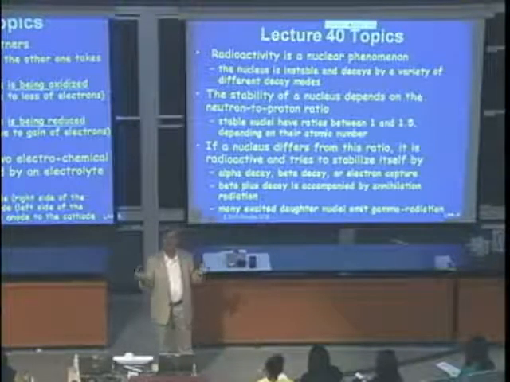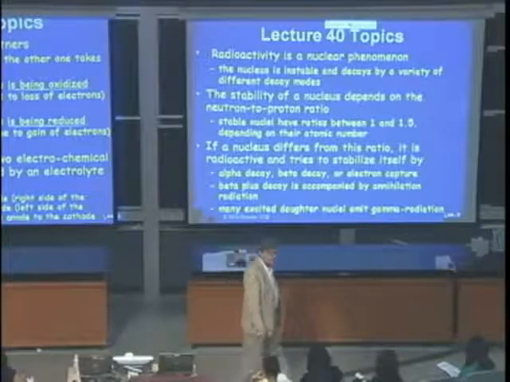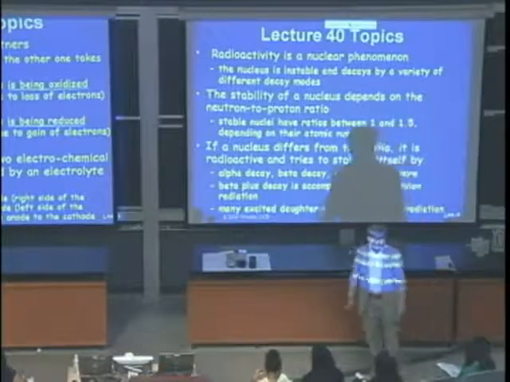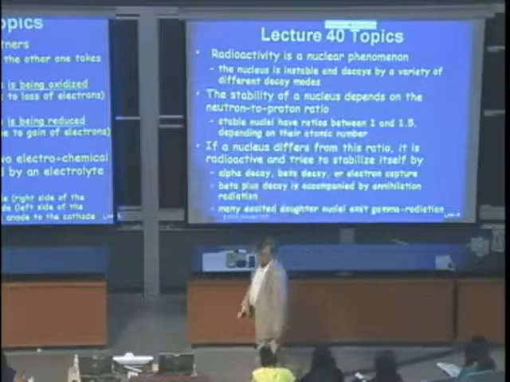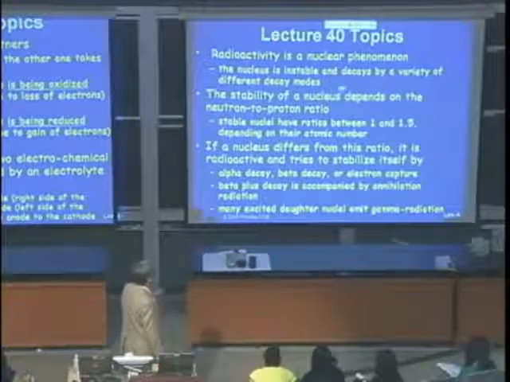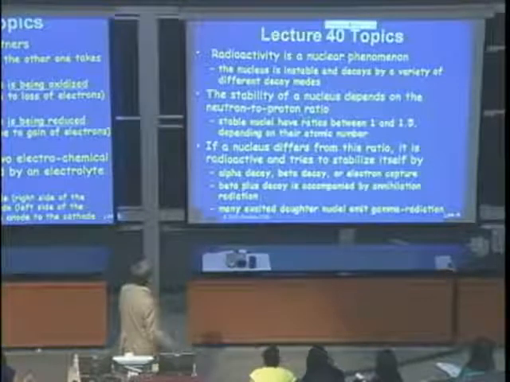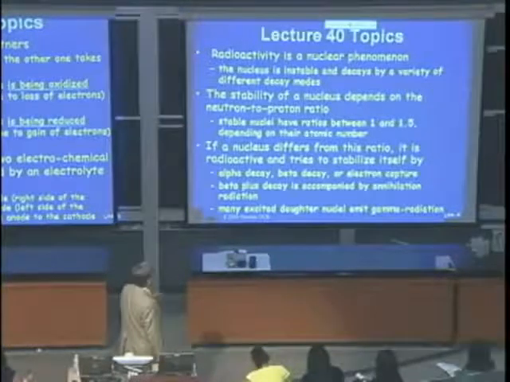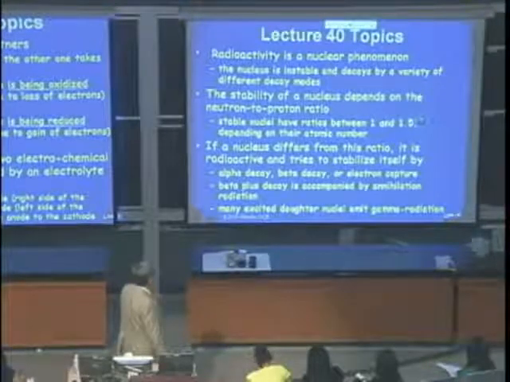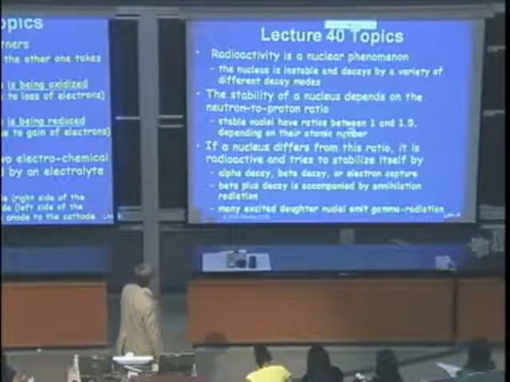Of course, the half-lives are very long. Some of them are millions of years or billions of years. So for us, if we use it, it's relatively stable, okay? Some of them have short half-lives. So the stability of the nucleus depends on the neutron to proton ratio, and the stable nuclei have a ratio from 1 to 1.5, and I showed you all this, okay? From 1 to 1.5, depending on the atomic number.